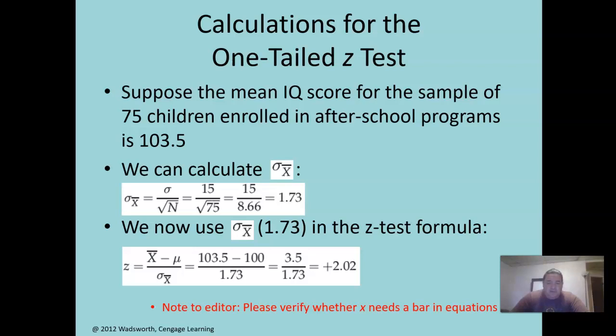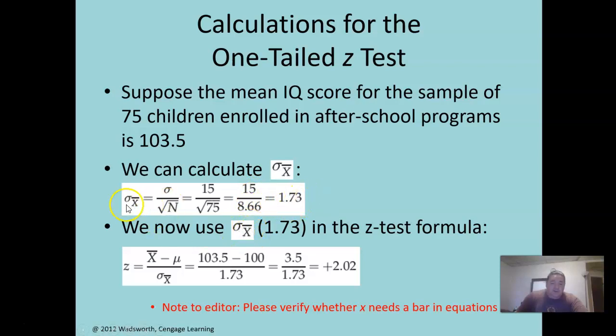So for instance, in this example, we have a mean score for 75 children, which is 103.5. These are children who are enrolled in after-school programs. What we know about IQ score is that it's based off of a mean of 100 and a standard deviation of 15. That's where we get this number. And we have a sample of the population of 75 kids. So you're just going to take the square root of 75, our sample size, and then you have 15 divided by 8.66, which equals 1.73.